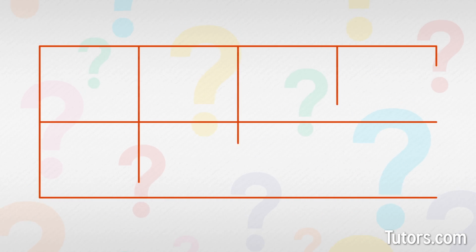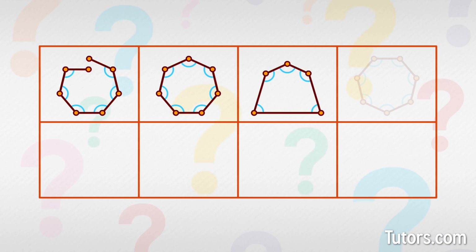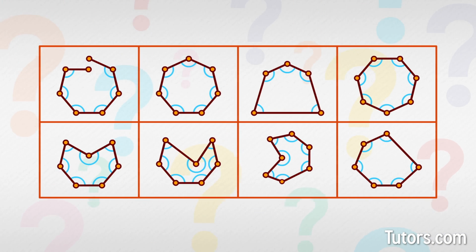Let's see what you've learned. Here are some polygons. First, select all that are heptagons. Then, for each heptagon you select, determine if it is regular or irregular, and then whether it is concave or convex. Feel free to pause the video and come up with your answers.